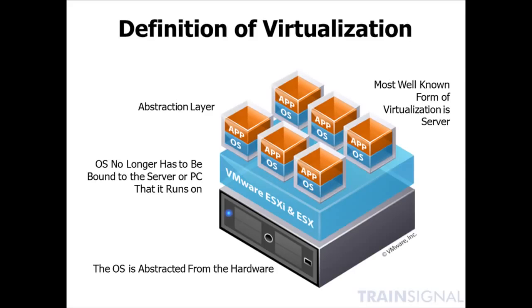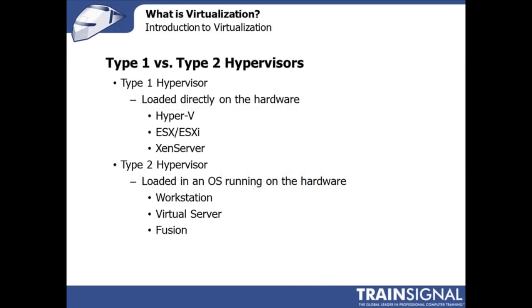A Type 2 hypervisor, on the other hand, would be loaded on, let's say, your desktop or your laptop computer, just like any other application. So examples of Type 1 hypervisors are Hyper-V, ESX and ESXi, or Xen Server.